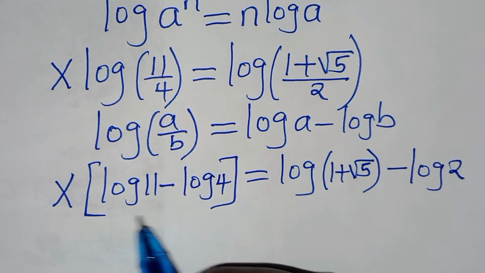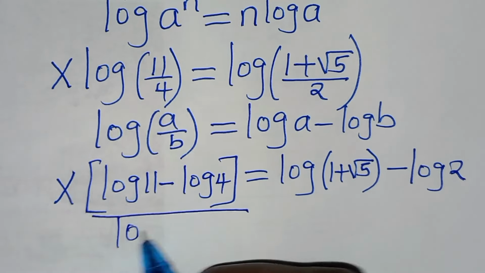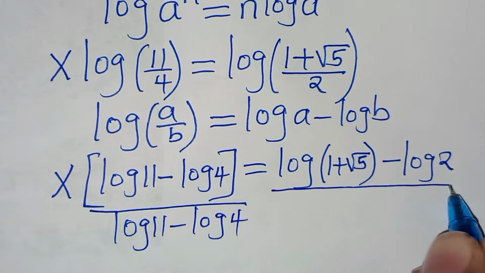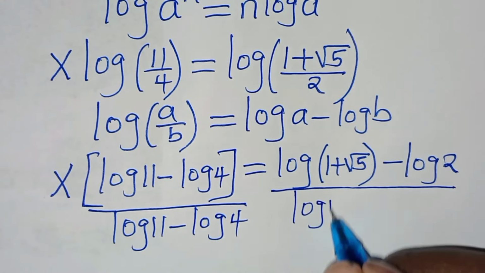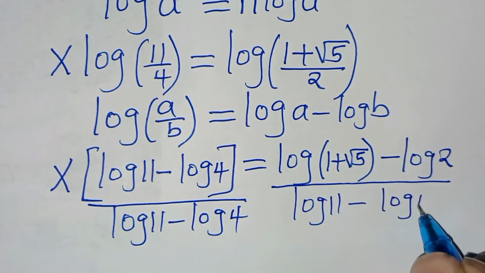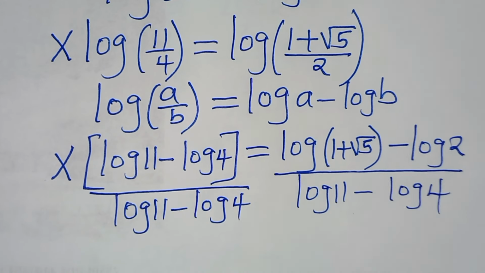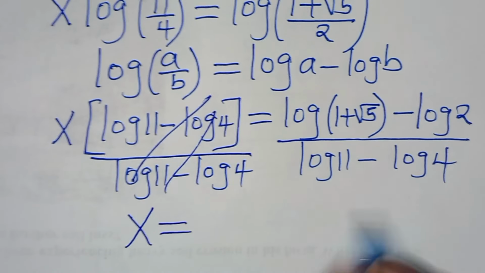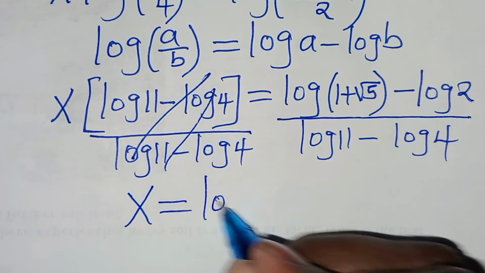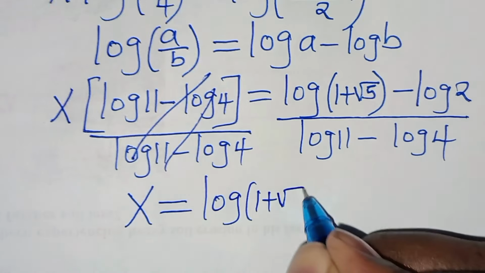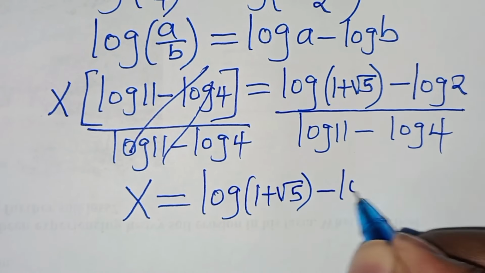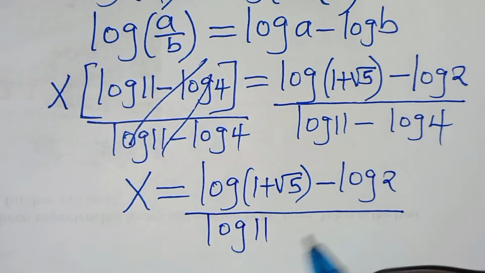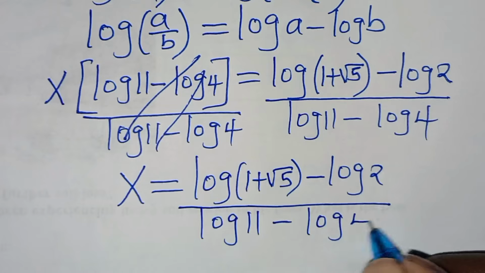So the next step is to divide both sides by log 11 minus log 4, and also here let's divide with log 11 subtract log 4. So let's simplify here so that now x is equal to log of 1 plus square root of 5 subtract log 2, divided by log 11 subtract log 4.